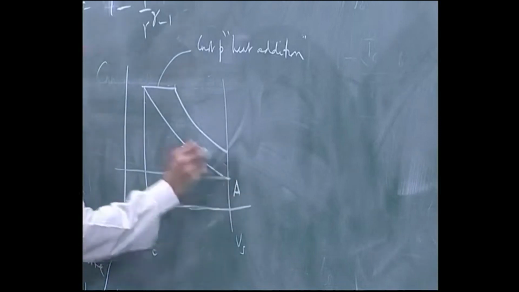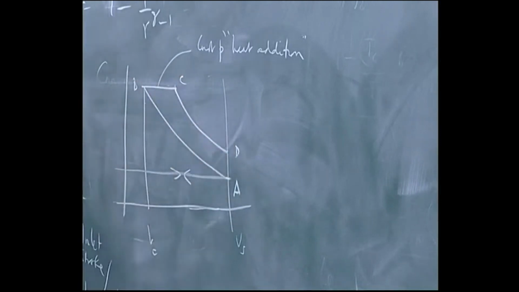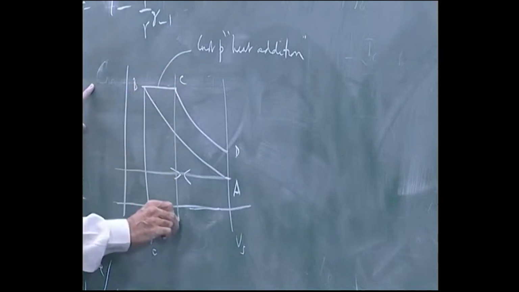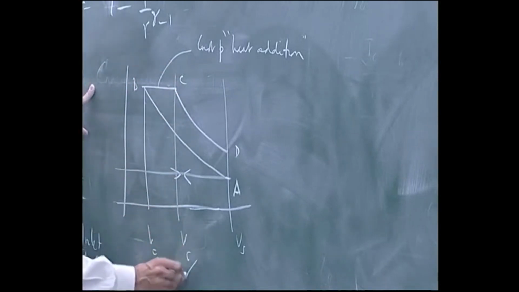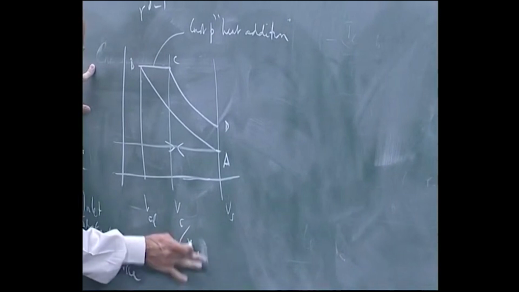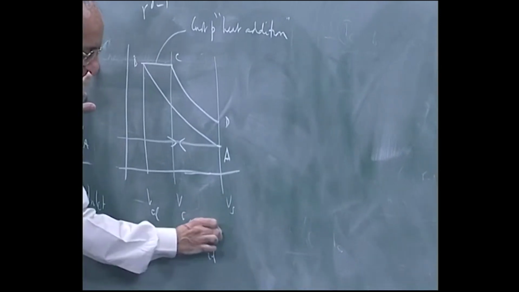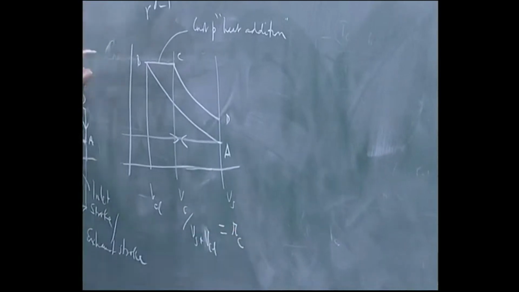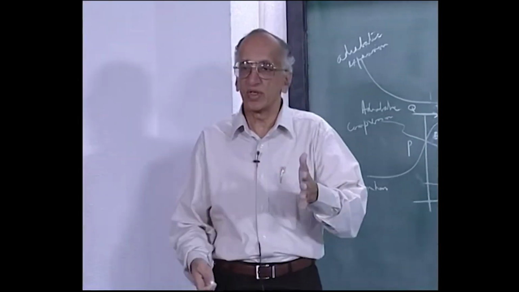So you have the same A, B, C, D. Usually these pressures are much higher, so the diesel engine block has to be much heavier in order to withstand that pressure. And there is a cutoff ratio here. This ratio of the volume here at C, Vc by Vs plus Vcl, is defined as the cutoff ratio Rc. It is the time at which you cut off your diesel, which depends on how much you press your pedal.